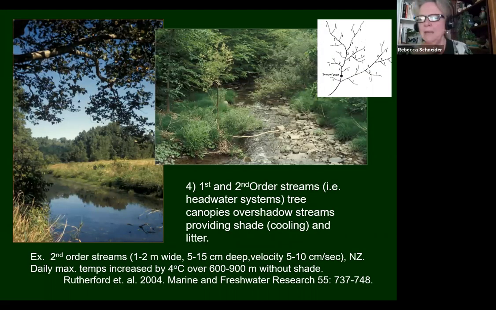Another whole benefit we get is that in the headwaters of the stream, the canopy shades and cools the water. The example on the bottom is a second order stream, 1 to 2 meters wide, 5 to 15 centimeters deep, with a velocity of 5 to 10 centimeters per second. The daily maximum temperatures increased by 4 degrees over a 600 meter length when there was no shade. So in some cases, that's so warm that things like trout, who prefer cold water, cannot exist there.